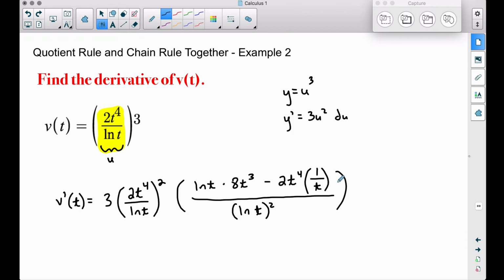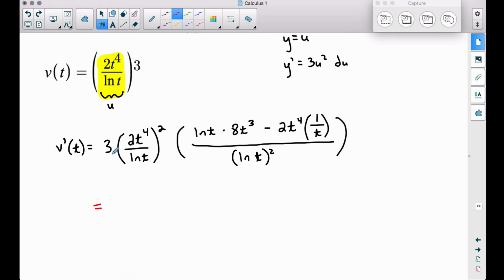We can at least combine all of this stuff together to make it one cohesive fraction. So what we could do here is we could take this 3 and multiply it by 2t to the fourth squared. That's going to be 4t to the eighth, because t to the fourth squared is t to the eighth. 2 squared is 4, times that 3 gives us 12t to the eighth over natural log of t squared. So again, what I did there is I squared the 2, I got 4. I multiplied by that 3, I got 12. t to the fourth squared gives us t to the eighth, and let's not forget to square our denominator as well.